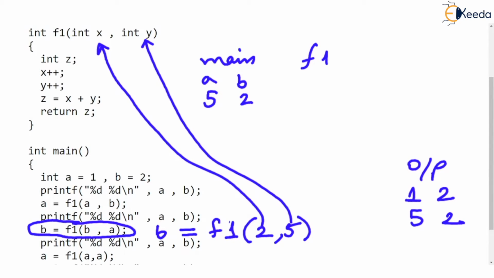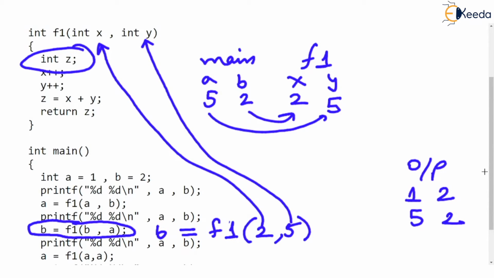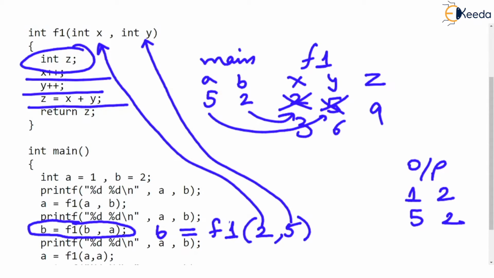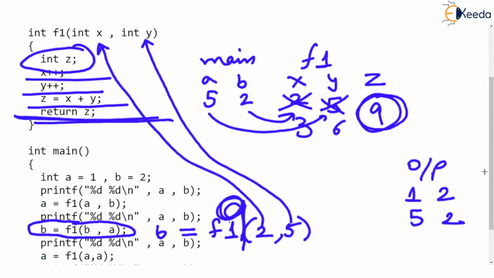So I open up f1 again with X equal to the value of B and Y equal to 5, the value of A. And there is a local variable, auto variable Z declared. Now in the function, X plus plus, Y plus plus, Z equal to X plus Y will make X as 3, Y as 6 and Z as 9. And the last line of the function, which I am underlining right now, returns Z, so it returns 9. But listen, 9 is always returned at the call. Look at 9. 9 is returned at the call and 9 will be stored by B.